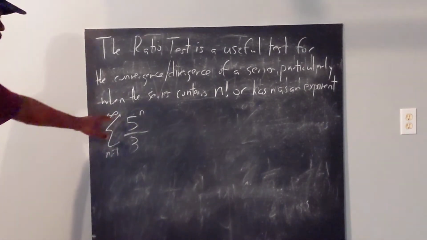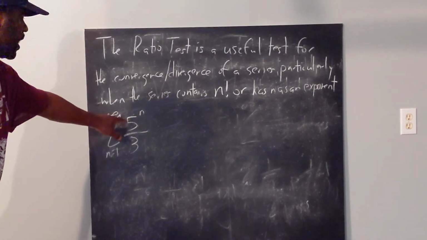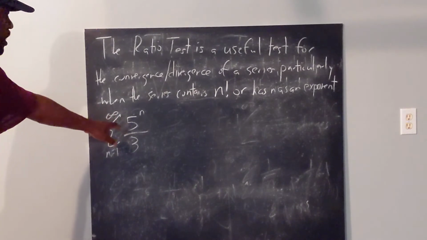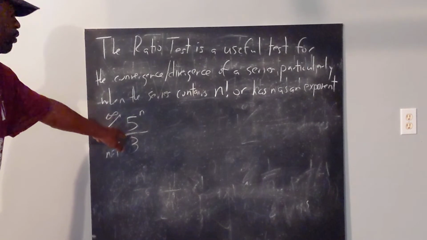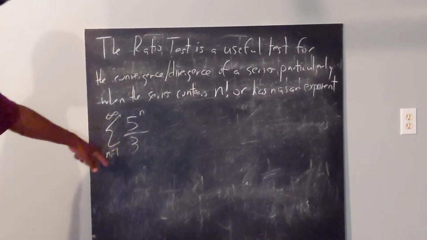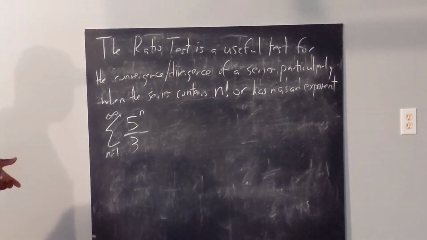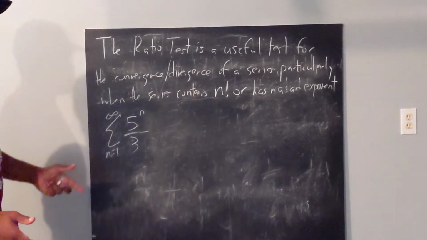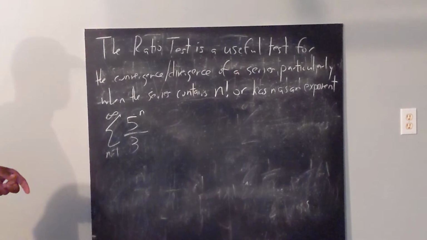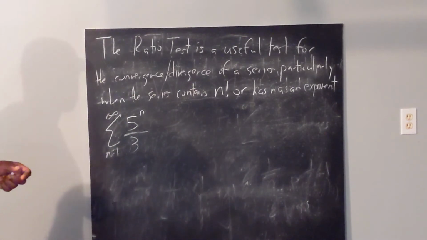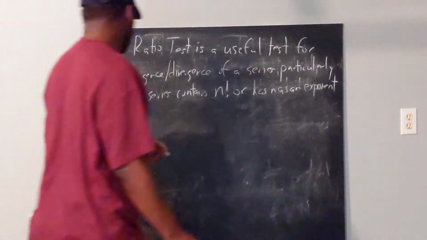For example, if you use this as a geometric series, it would have a ratio of 5. R is equal to 5, which is greater than 1, so that diverges by the geometric series. But now, just say if you forgot the geometric series rules, we can use another test. So in this case, we will use the ratio test. So now, this is what we would do in this case.